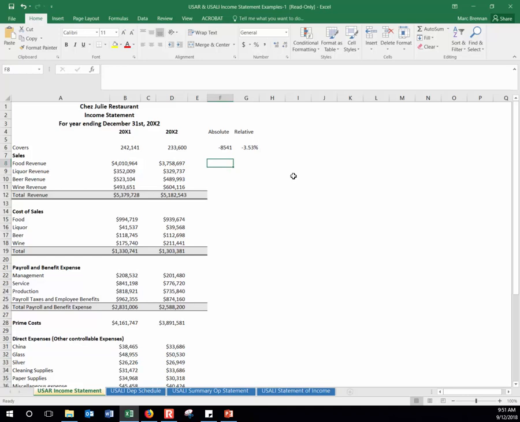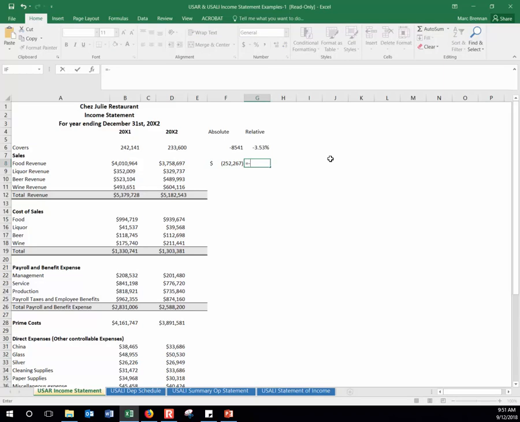Let's do the same for food revenue. So I want to look at my current year, $3,758,697, minus last year, $4,010,964, to find out. At this point I'm looking at dollars, so I can turn it into dollars and eliminate any decimal points. So from year to year, if I compare 2012 to 2011, I'm down in food revenues by $252,267. What does that mean as a percentage?